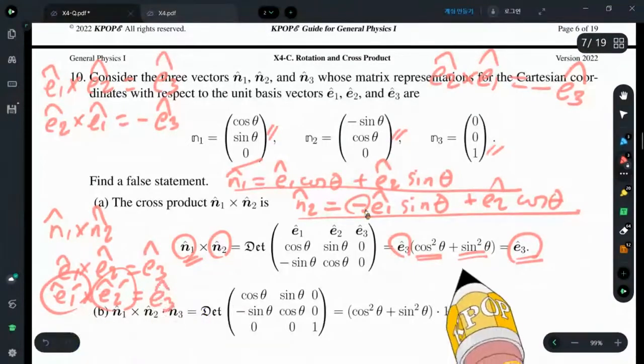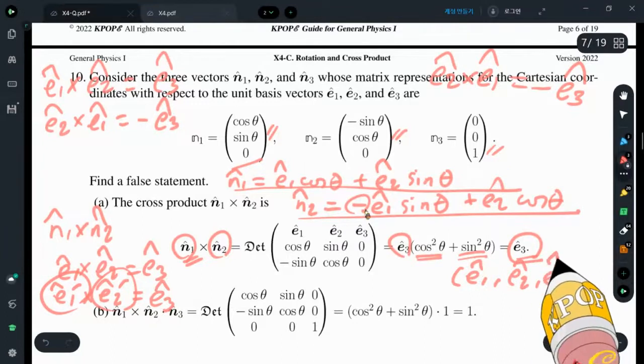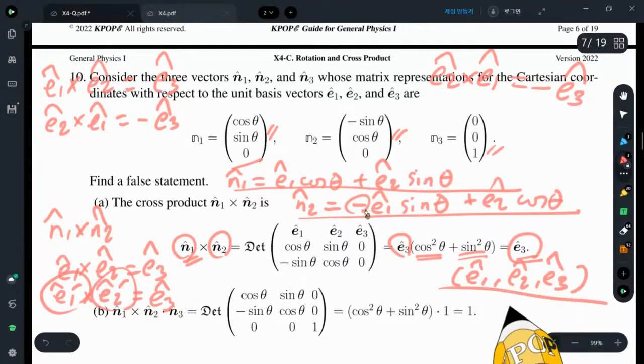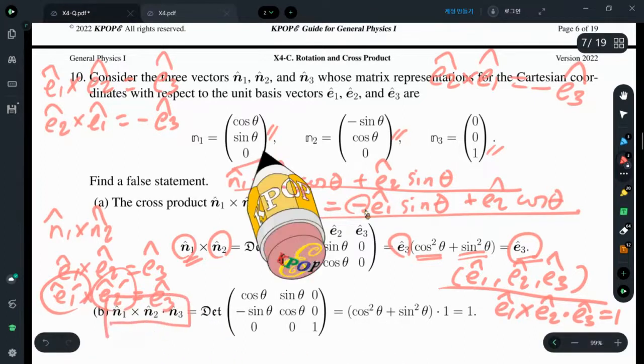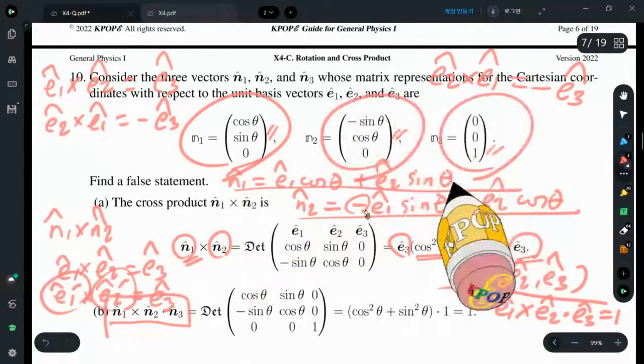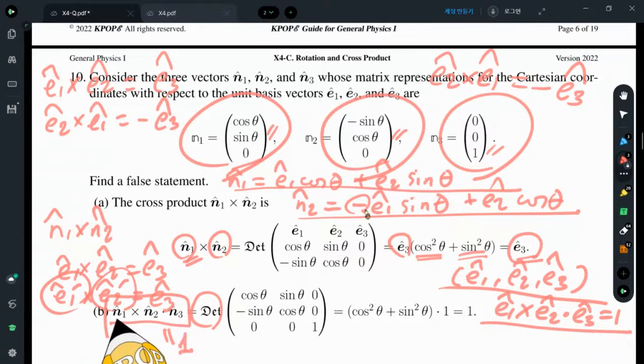and this original set E1 hat, E2 hat, E3 hat constructs a cyclic triad that satisfies the cross product, triple scalar product equals 1, something like that. And in a similar manner, these three vectors still satisfy the same condition. This one is 1. So let me just write down the determinant of this triple scalar product.